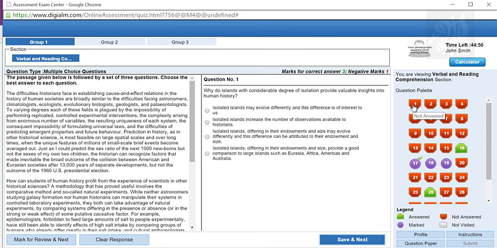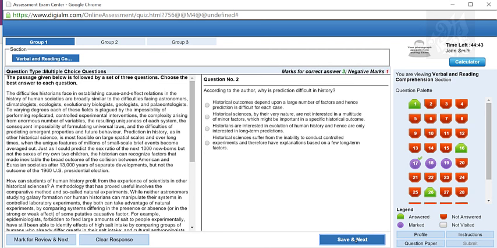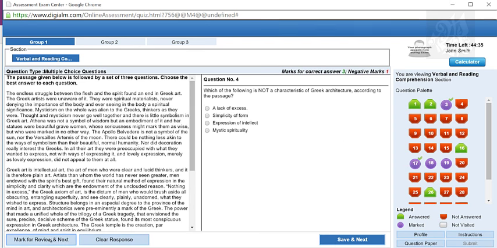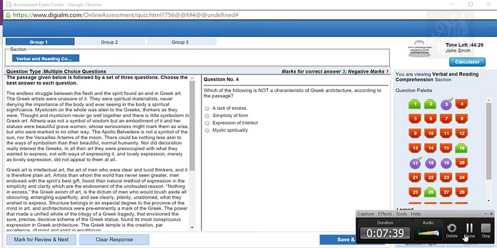Keep in mind, whenever you mark anything, always press save and next, so that it turns green. If you notice again, if I'm marking something, save and next turns green. If you want to review it, mark for review and next, it'll turn purple with a tick on the top. Alright, that's about the verbal section. Let's move ahead with the other.